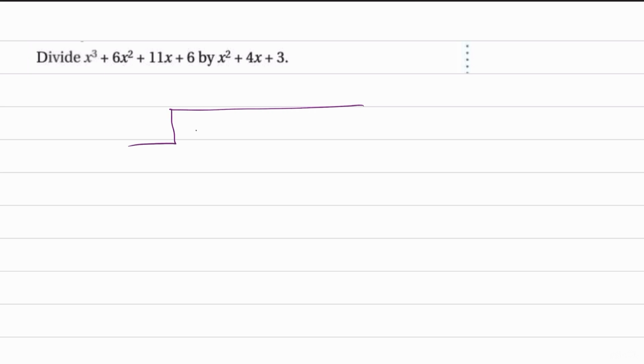So first of all, write the first expression, x power 3 plus 6x power 2 plus 11x plus 6, and take care that your powers are in descending order. 3, then 2, then 1, then 0. Divided by x power 2 plus 4x plus 3. Your steps are divide, then multiply, then minus, then bring down the next digit.